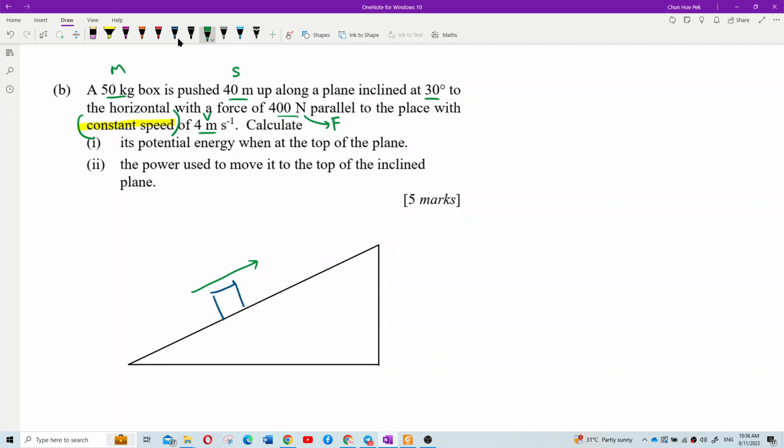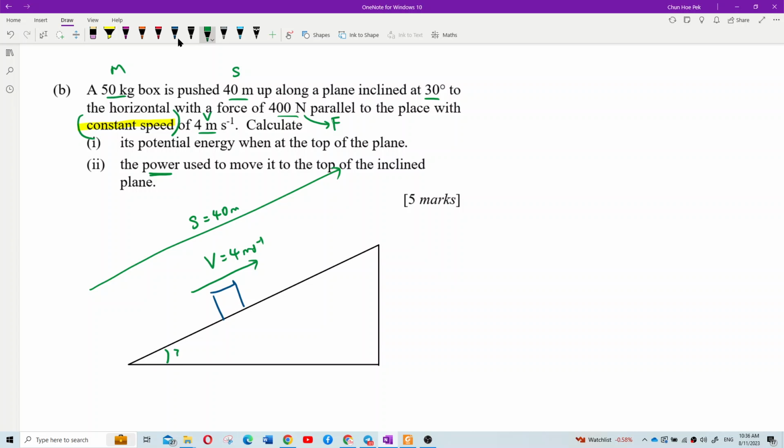Remember this is about power. So we need speed. We need to draw speed, velocity, to find power. So the speed is 4 meters per second. The displacement is 40 meters.